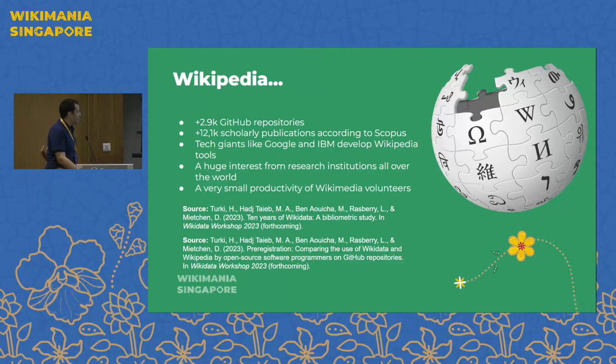Particularly, tech giants like Google and IBM develop Wikipedia tools and are not involved in Wikidata development as they should be. There is a huge interest from research institutions all over the world, and there is a small involvement of Wikimedia volunteers. And that's why if the community in Africa is there to establish something, it will not help. That's why they go to BRICS, actually, to get some help to bootstrap Wikimedia research at that instant.